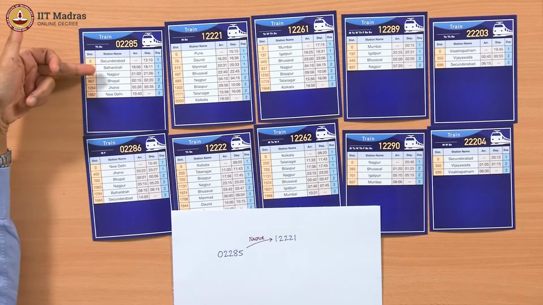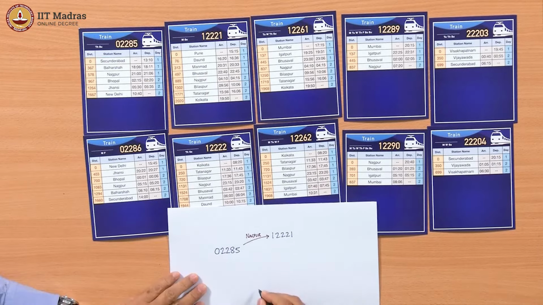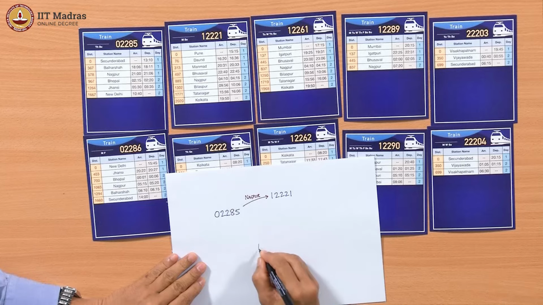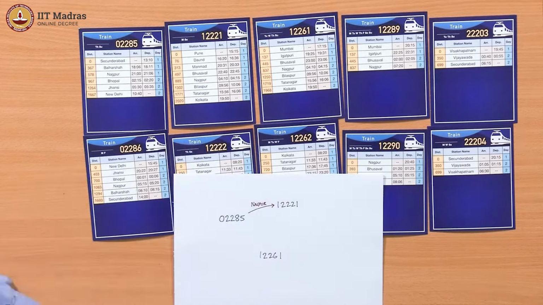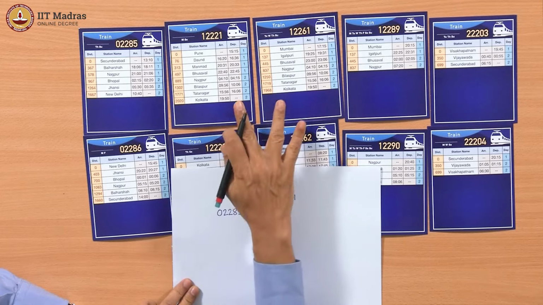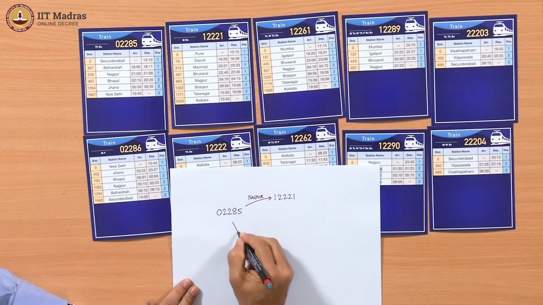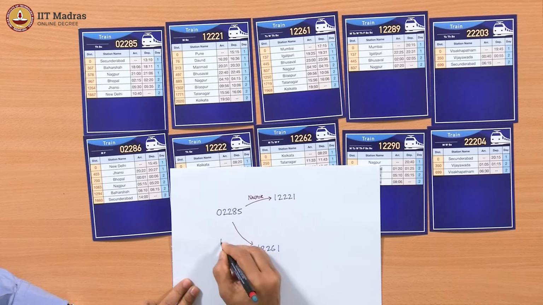Now we could do the same kinds of things. For instance, we can look at this and this, for example. So let's look at 02285 and 12261. And again you see that Nagpur is there. So Nagpur seems to be a common station. You get off at Nagpur at 9:06 and then catch the 12261 at 4:10. Same thing. So these two trains happen to pass through Nagpur at the same time. Maybe on different days of the week, but again I can write Nagpur here.